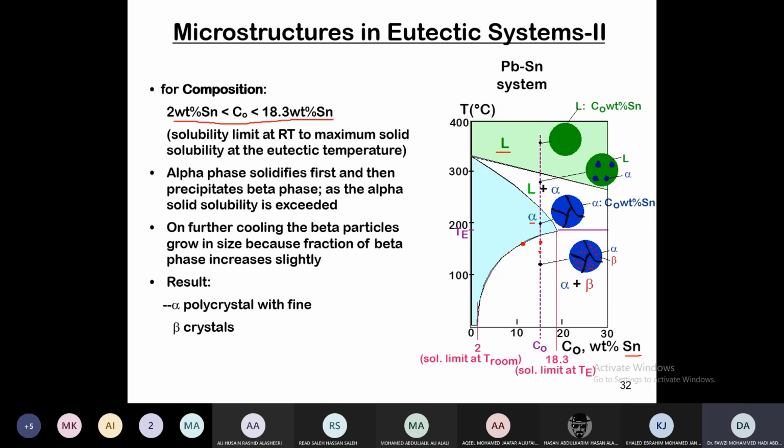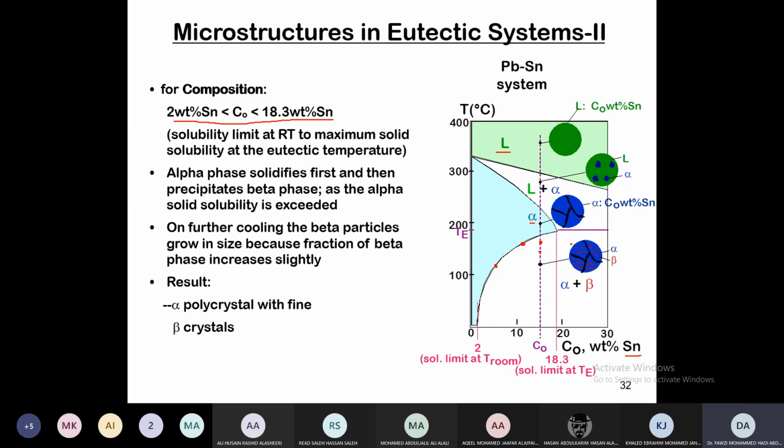As you go further down, solubility actually decreases more and more, following that curve which we have. So the solubility limit here is that much. This means that as you are lowering the temperature, you have an amount of tin in the material that cannot be accommodated.